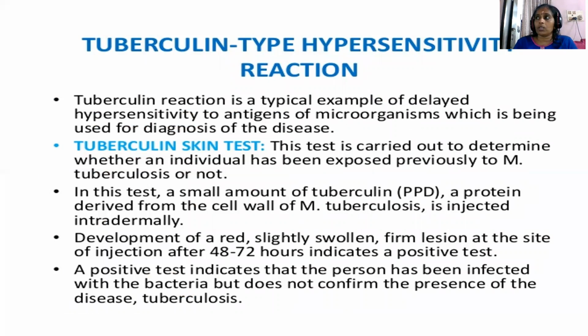Next is DTH, the tubercle type of hypersensitivity reaction. This tubercle reaction is a typical example of delayed hypersensitivity reaction against a microorganism, which is used for diagnosis of this disease. As I said, the tubercle test is carried out to determine whether the individual has been exposed to tuberculosis or not. In this test, we take a small amount of tuberculin protein, which is present on the cell wall of Mycobacterium tuberculosis, and inject it intradermally. We wait for 48 to 72 hours to detect whether it is positive or not.